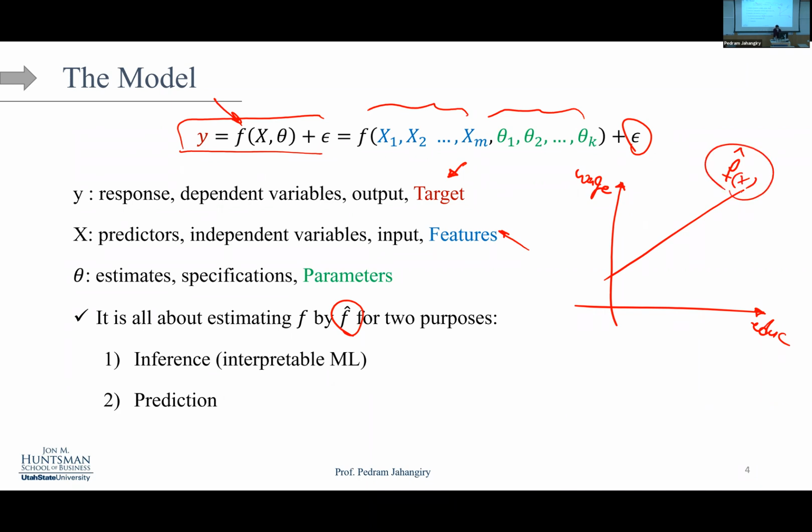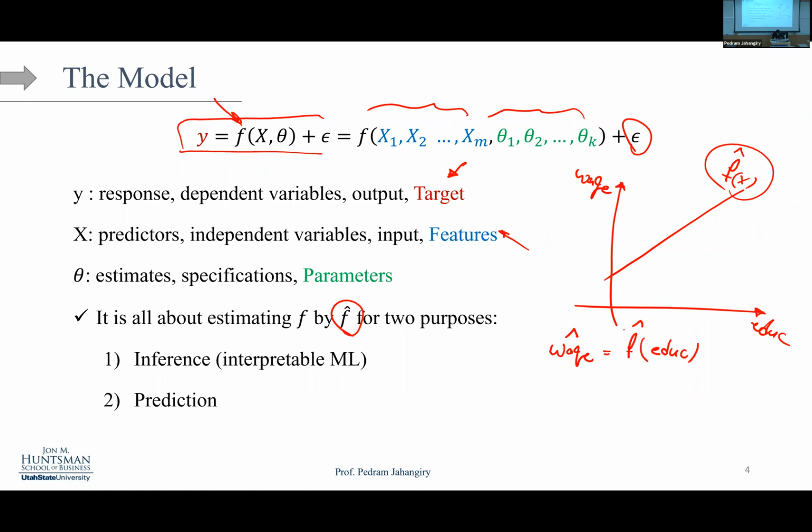So this is basically an estimation of the true relationship between education and wage. We're estimating that, so we call it f hat, right? So for example, what is f hat here? What is my x? X is the explanatory variables, right? Basically, we're saying, okay, what is your wage hat? The predictions for wage is going to be a function of education, right?